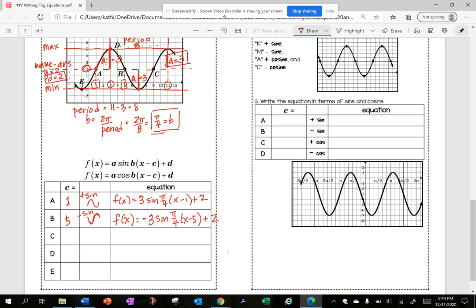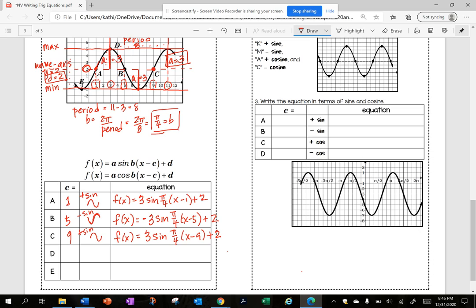Okay, if I come over to point C, I'm going to ask you to write the equation from point C. Can you pause the video, write your equation, and then come back and check? So C is 9. So I am starting on the wave axis. I'm going to a maximum. So my shape looks like this, which is a positive sine. So this is going to be f of x equals 3 times the sine of pi over 4 times x minus 9, plus 2.